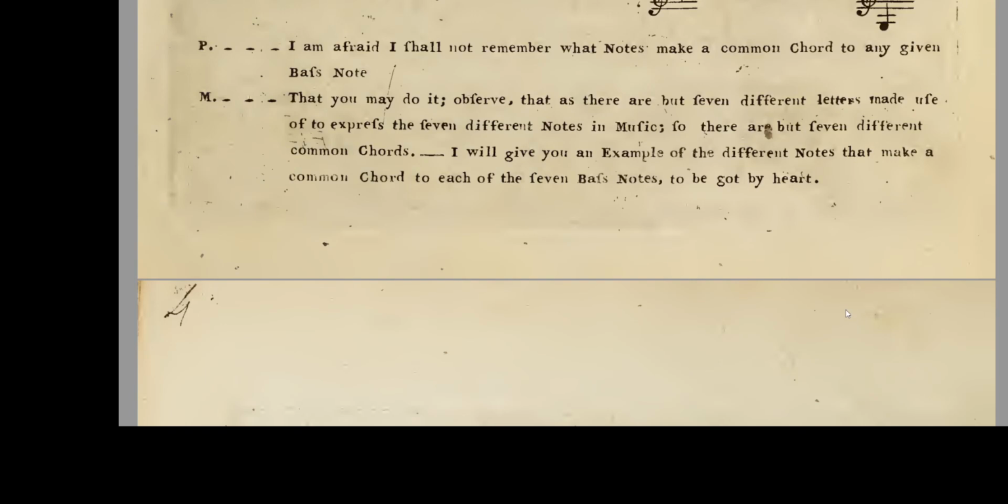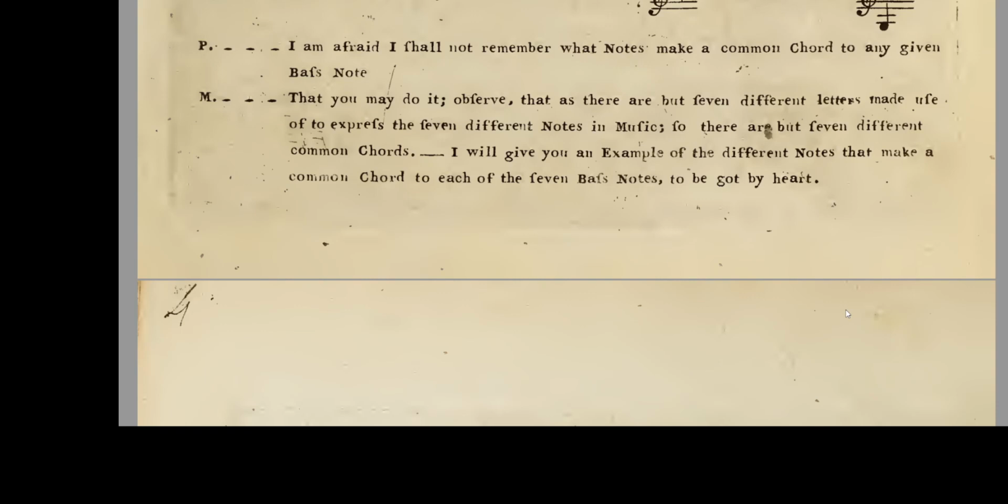So after this the pupil says, I am afraid I shall not remember what notes make a common chord to any given bass note. The master says, that you may do it, observe that as there are but 7 different letters made use of to express the 7 different notes in music, so there are but 7 different common chords. I will give you an example of the different notes that make a common chord to each of the 7 bass notes, to be got by heart.